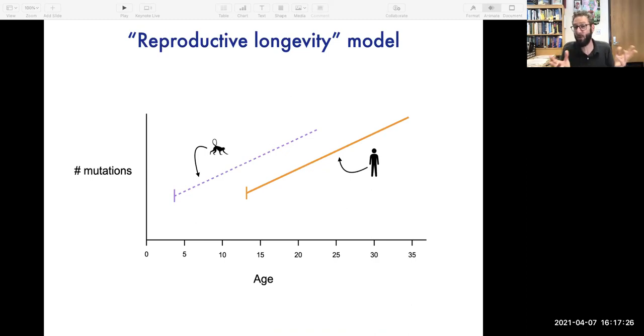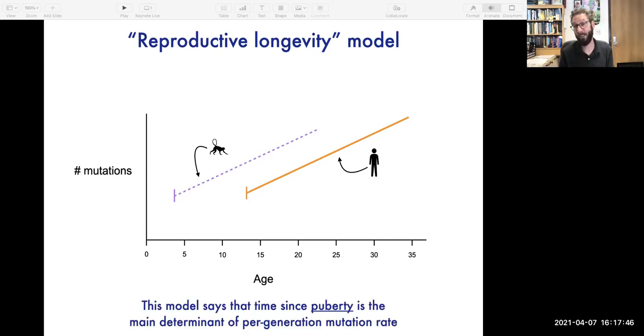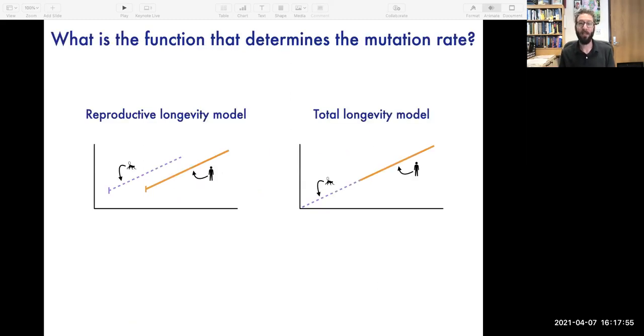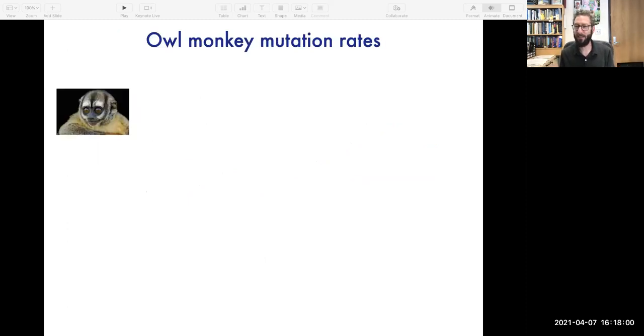So let's just assume that among primates, gestation times differ, but maybe the number of total cell divisions to develop the fully developed organism is about the same. So maybe the number of mutations at puberty is about the same, and then the clock starts from there. So under the reproductive longevity model, it's really the time since puberty that's the main determinant of the per generation mutation rate, plus the mutations that accrued before that point. Okay, so these are the two models we're going to contrast, and to do that, we're going to study owl monkeys.